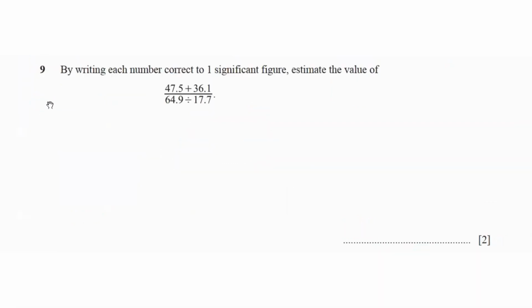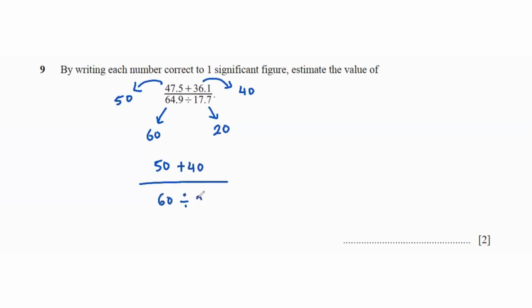Question 9 says, by writing each number correct to one significant figure, estimate the value of this. 47.5 will be 50. 36.1 is going to be 40. 64.9 is going to be 60. And 17.7 is going to be 20. It's going to be 50 plus 40 over 60 divided by 20.